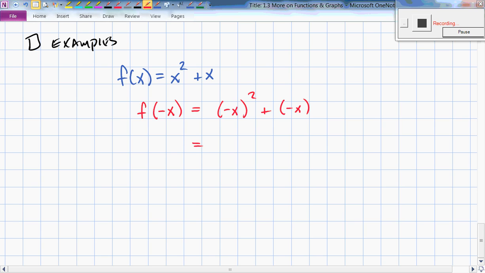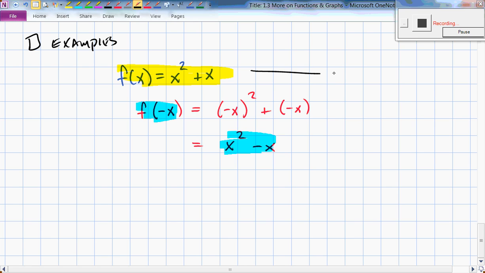So what is negative x squared? What does that simplify to? Positive x squared. Very good. Plus a minus x gives me a minus x, right? So here is f of x. It's just x squared plus x. Here is f of negative x. It is x squared minus x.